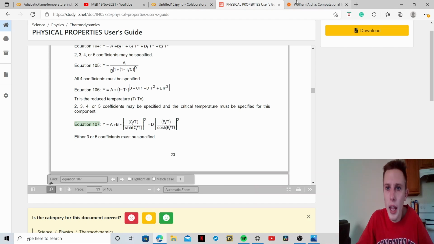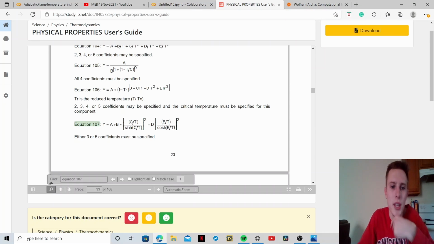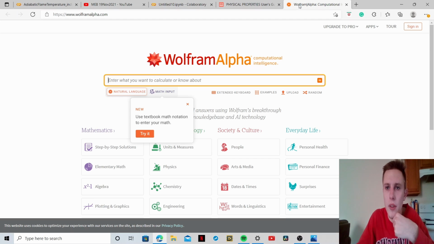So let's go back and actually plug this equation into Wolfram Alpha. We already know that if we integrated A here, it's going to be terms multiplied by T, our temperature. So if we multiply this here, let's say it's C divided by T over hyperbolic sine times C divided by T squared. All right, so let's actually go ahead and write that in.